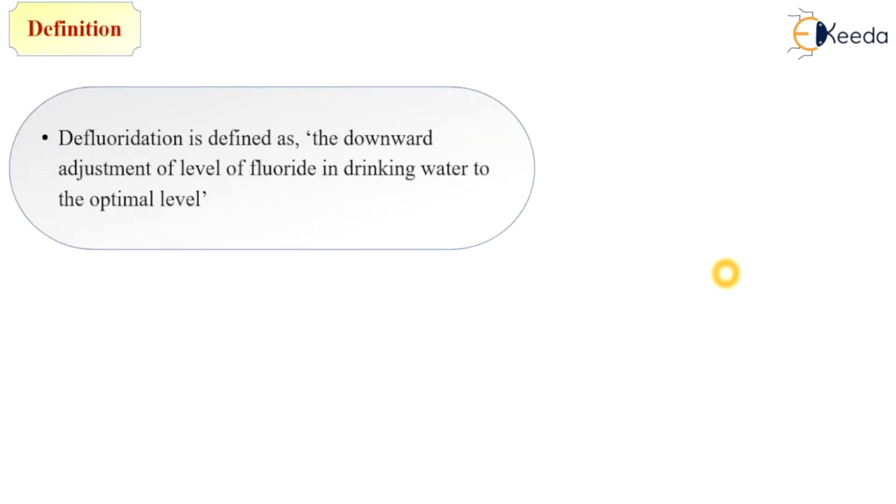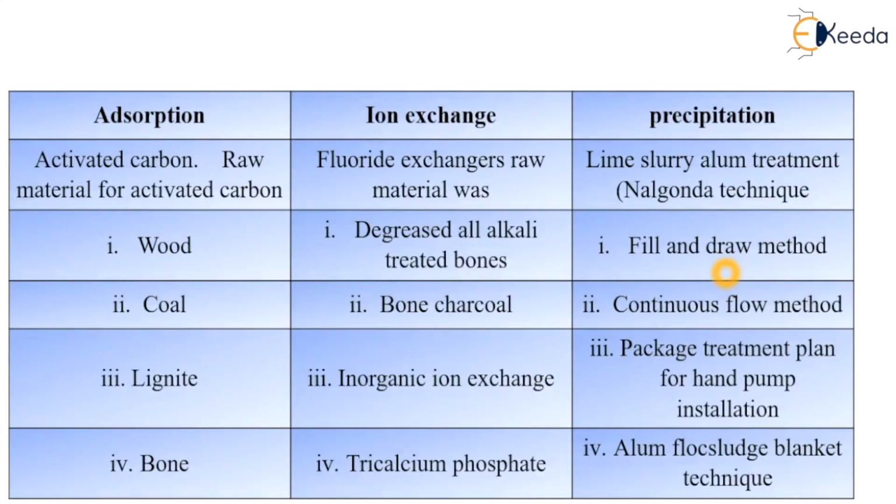So, definition of defluoridation. Defluoridation is defined as the downward adjustment of the level of fluoride in drinking water to the optimum level. As you can see in this diagram, the materials used under each process are classified. The first process is adsorption. In adsorption, the raw materials for activated carbon are wood, coal, lignite, bone. In the ion exchange process, the fluoride exchanger raw materials are alkali treated bones, bone charcoal, inorganic ion exchange, and tricalcium phosphate.